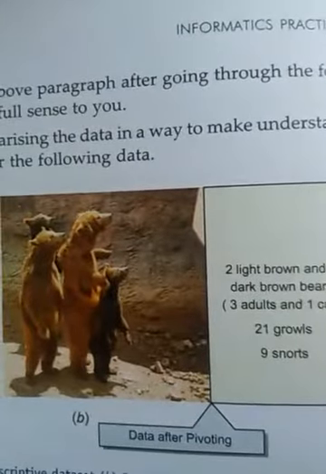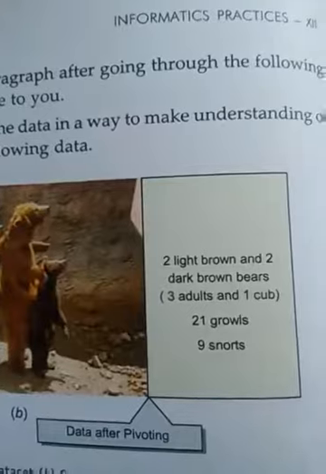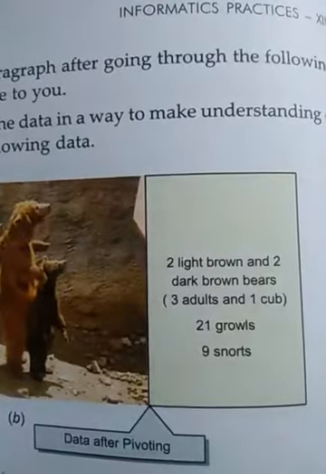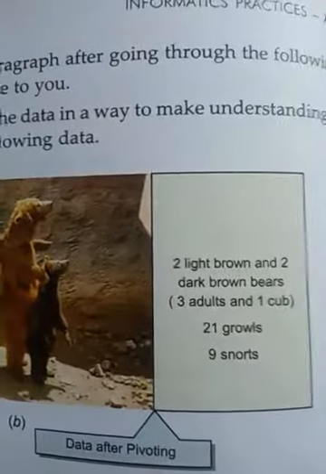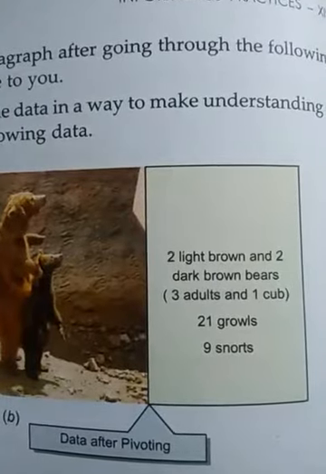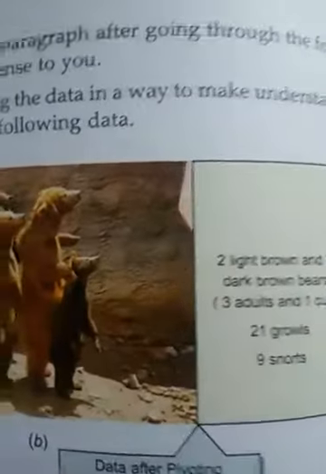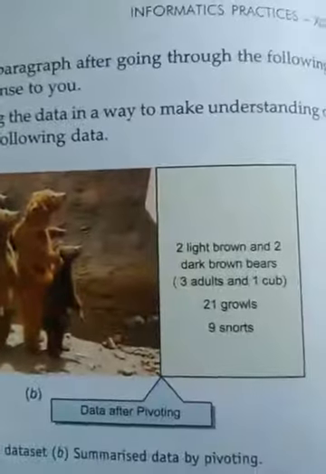We want to display the picture on the left-hand side, and we want some types of calculations if numeric data is there. So this shows there are two light brown and two dark brown bears. Three are adults and one is a cub, and 21 values are growls and 9 values are snorts. So the same data we are representing by pivoting in a different format.